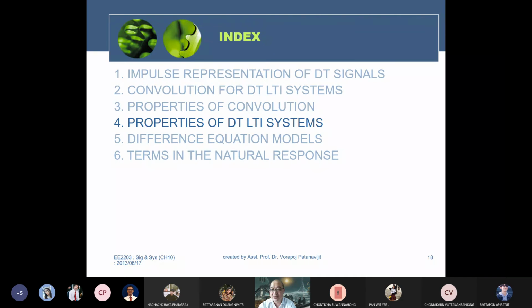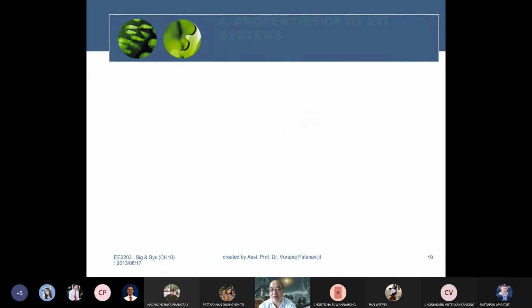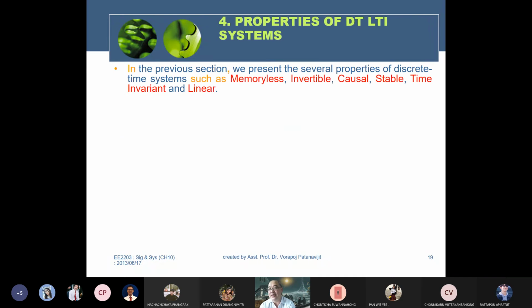Next one is the properties of the DT-LTI system. For the properties of a system, we have six: memory, invertibility, causality, stability, time-invariance, and linearity. But in this section, the system is already specified by two main properties, linear and time-invariant.